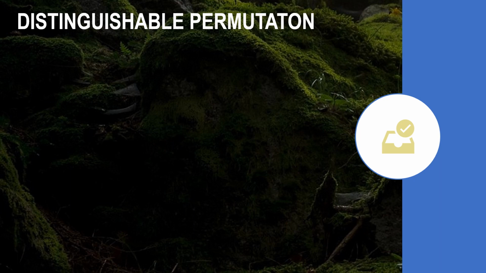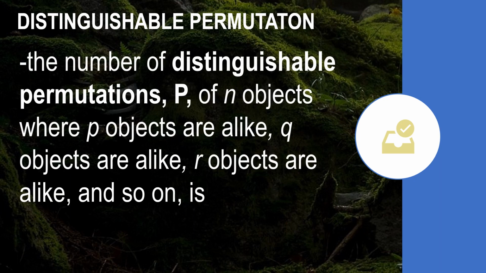Pag sinabi naman natin distinguishable permutations, the number of distinguishable permutations P of n objects where p, q, and r are the objects that are alike and so on is equal to P equals n factorial divided by p factorial times q factorial times r factorial. Pag sinabi natin P stands for permutation, yung N is the total number of objects. Let's say yung example, statistics. Ilang letters ba yung statistics? So that is the value of your N. Yung p, q, and r, representation niya ng mga letters na magkakapareha. So, kung dalawa lang yung letter na magkapareha, edi dalawa lang ang denominator. Kung isa lang, edi isa lang din ang ating denominator.